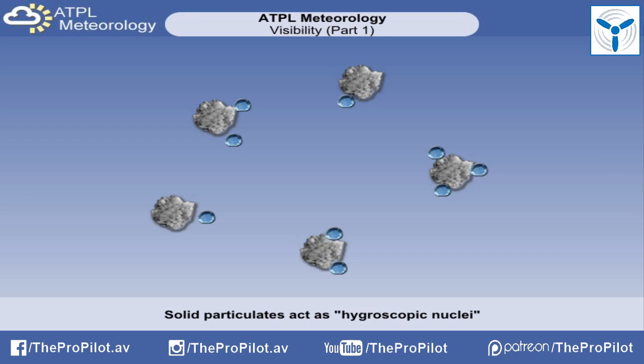These solid particulates we have discussed have an affinity with water. They act as hygroscopic nuclei on which water vapour will condense. Smoke is particularly good at this, and so fog is also more likely to form when there is a smoke source in the vicinity, if the other necessary conditions are present.